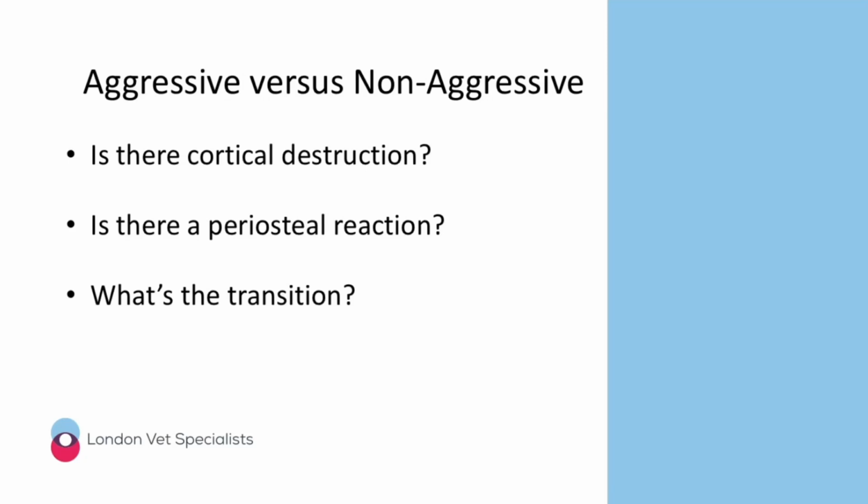So we need to look at the cortex adjacent to the lesion. And if there's evidence of cortical destruction, then that's very significant. We need to look at the periosteum around the lesion. And if there's a periosteal reaction, that's also something to take note of. We also need to pay attention to what's known as the zone of transition, the boundary between normal bone and abnormal bone. How clear is that zone of transition? Is it short and distinct or long and indistinct? All those characteristics can help us decide whether a lesion is aggressive or non-aggressive.